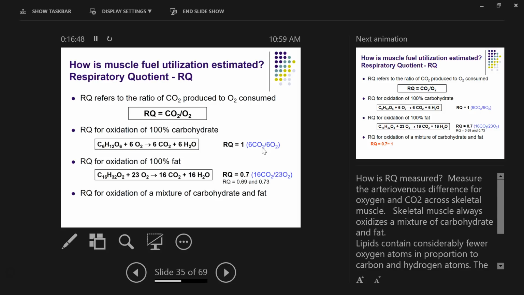But the reality is our muscle usually utilizes both, right? Carbohydrate and also fat as well. So what do you expect, based on that information that I just described, for the RQ for oxidation of a mixture of carbohydrate and fat? What do you expect the RQ range will be?